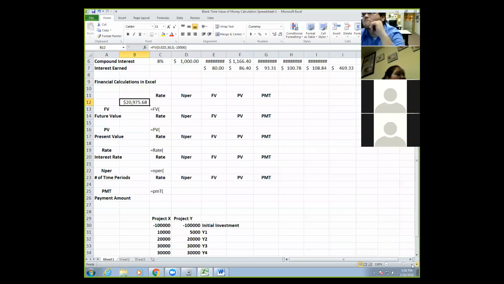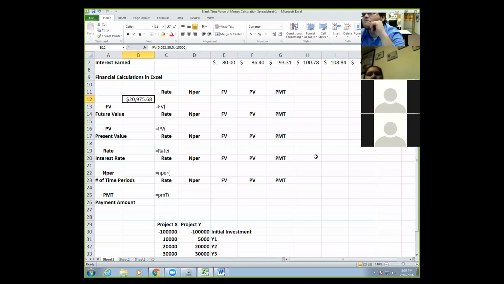I'll make them bigger. Okay. What data is it pulling from? Where did they get that 20,000? This is the function. That's what it just did. We're saying find me the future value based on these 4 variables.